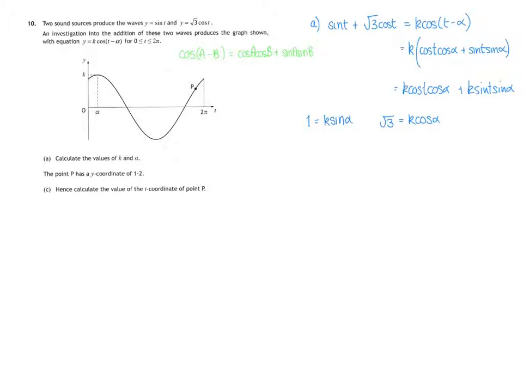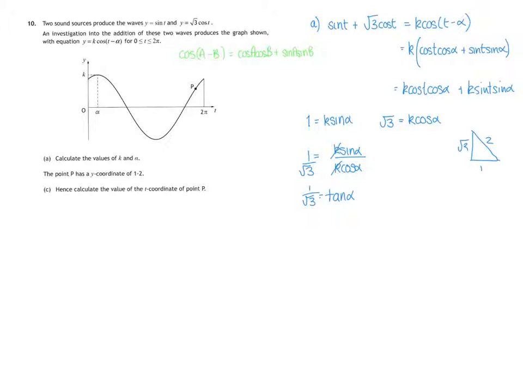Right, so from there, we can use this to find our values for k and alpha. If we divide the sine by the cos, we get 1 over root 3 is equal to k sine alpha over k cos alpha. The k's cancel out, and we just get tan alpha is equal to 1 over root 3.